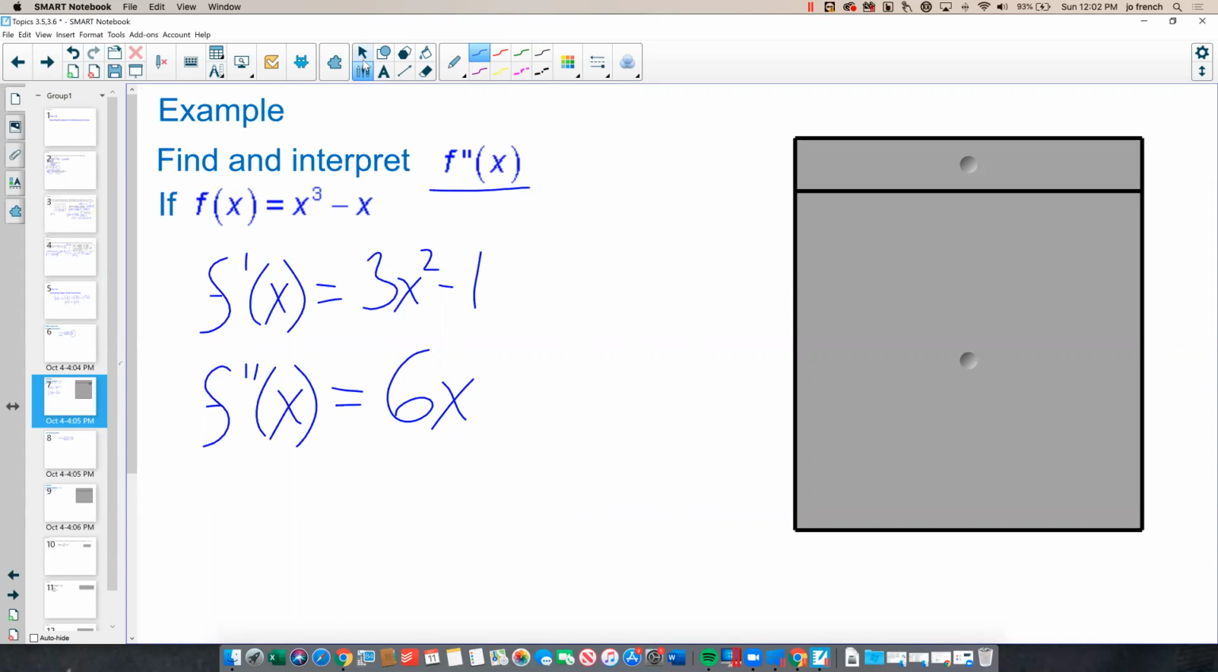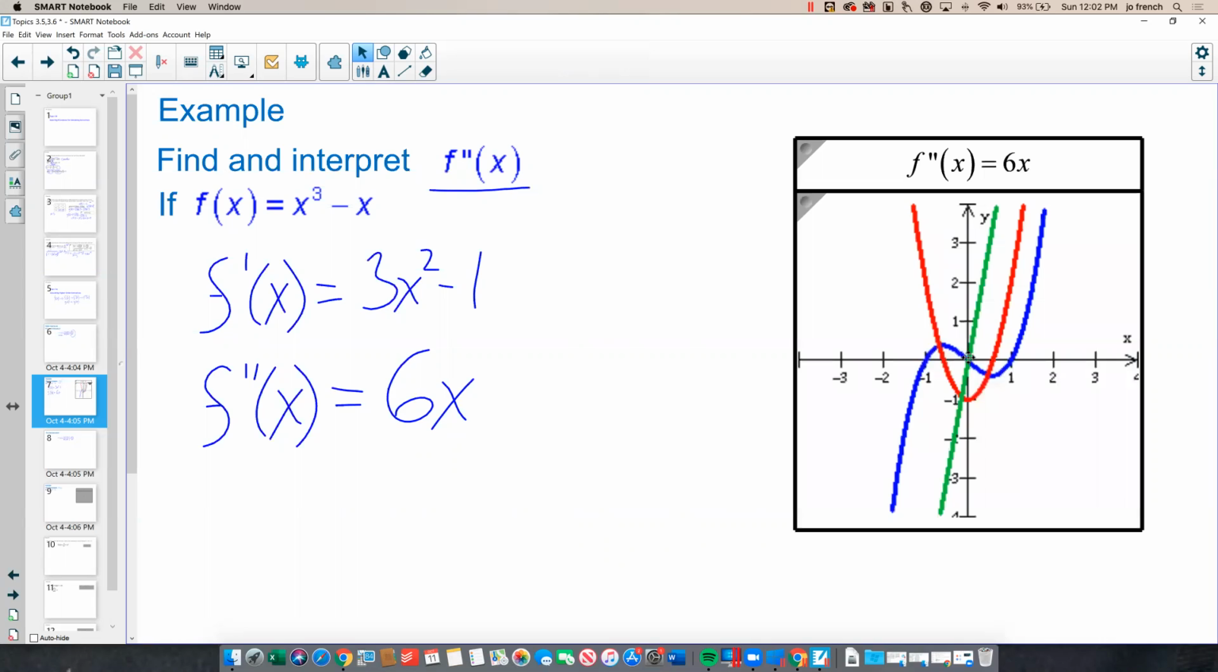And we can take a look at how those functions are related. If my second derivative is 6x, that's just a line through the origin. That's the green line here. The blue line is my original function, x cubed minus x. And the red line is my first derivative, 3x squared minus 1, the parabola.